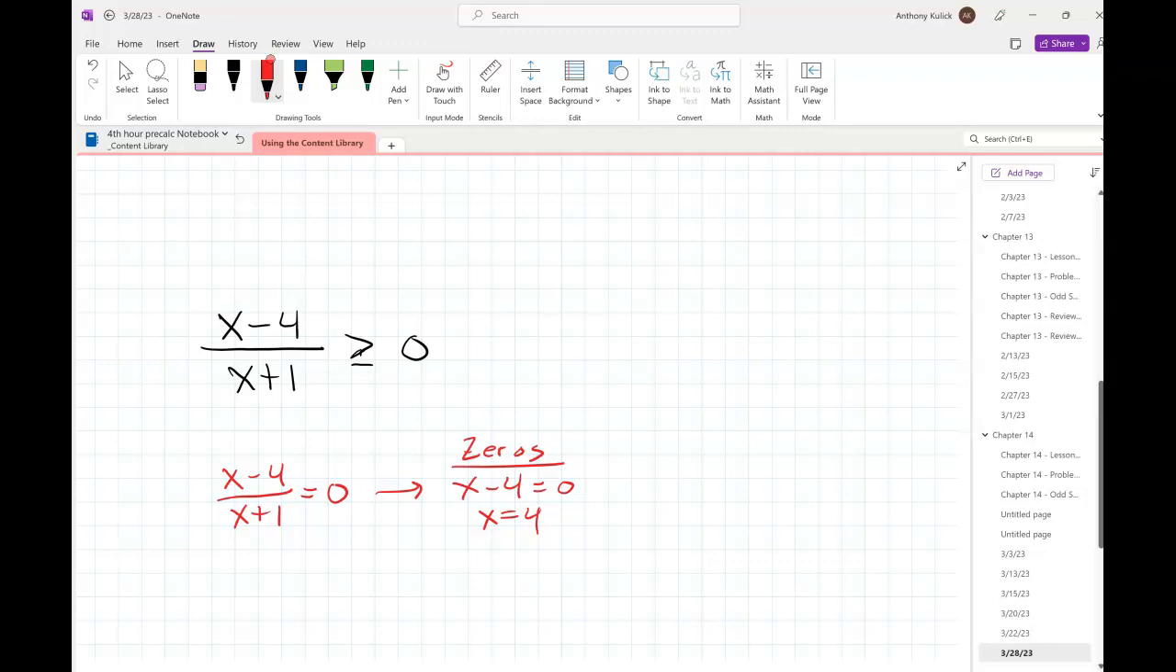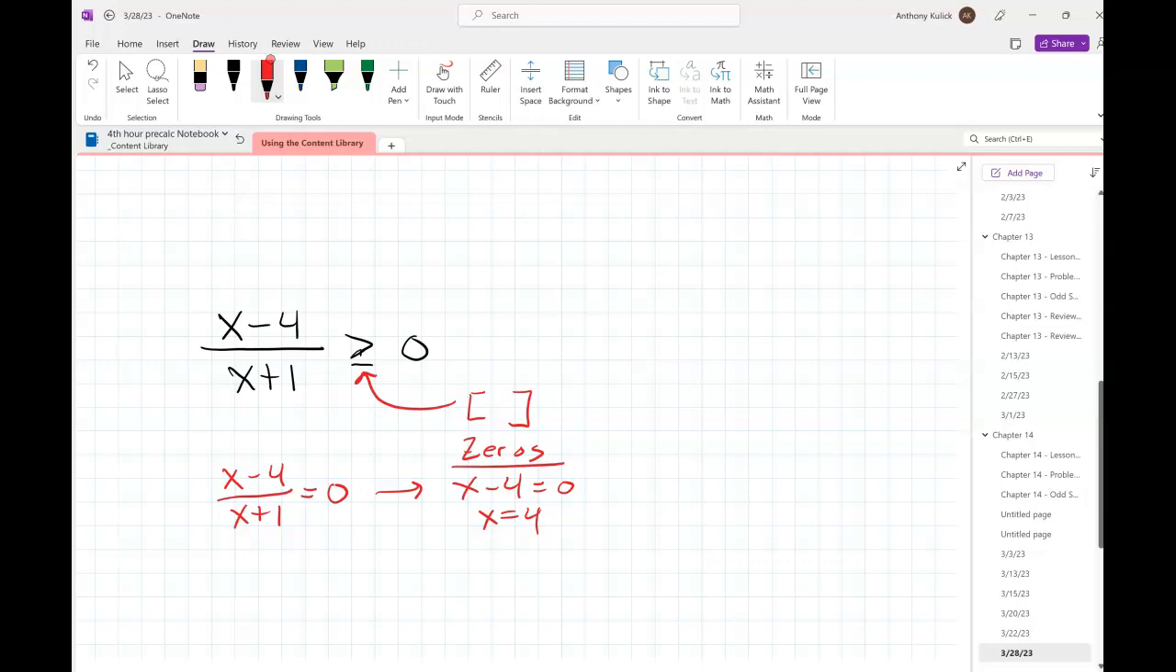So, should I be using a parenthesis or a bracket for the 4? Bracket, why? Great. Now, these rational functions are distinctly different from polynomial functions in one very specific way. They can also include discontinuities, right? Vertical asymptotes or removable discontinuities.